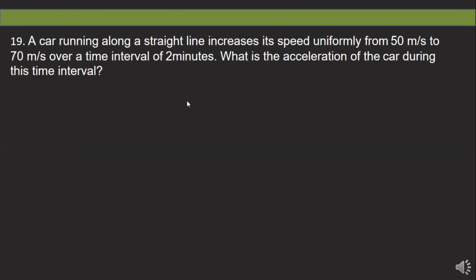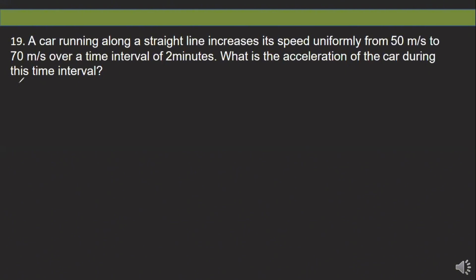Let's try to answer this question. A car running along a straight line increases its speed uniformly from 50 meters per second to 70 meters per second over a time interval of 2 minutes. What is the acceleration of the car during this time interval?